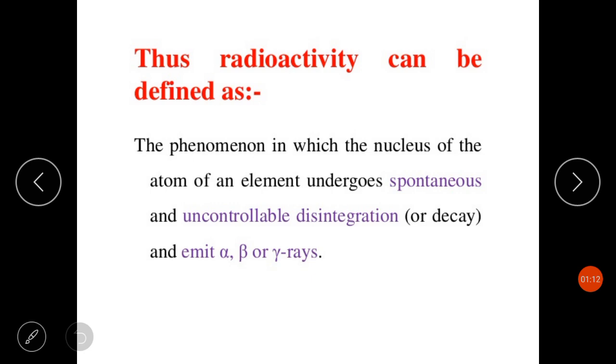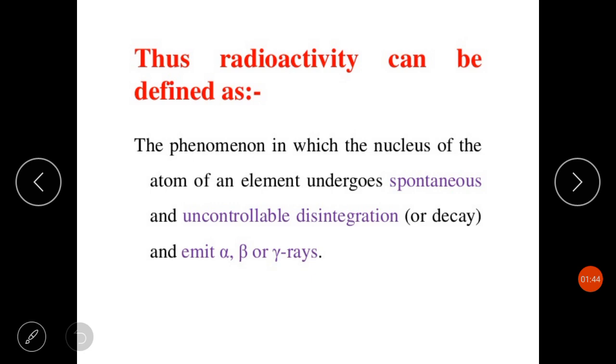Now, there are many forms of electromagnetic radiation, as I told you in my previous lectures, like X-rays, visible light, the ultraviolet region, etc. But they are not always produced by radioactivity. For example, a light bulb may emit radiation in the form of heat and light, yet it is not radioactive.